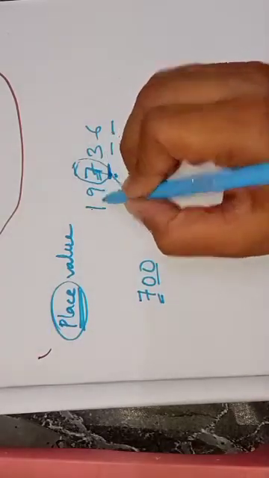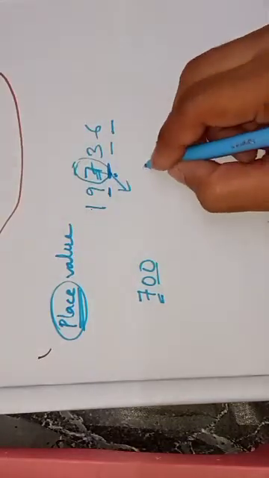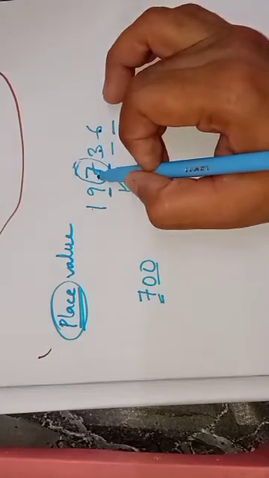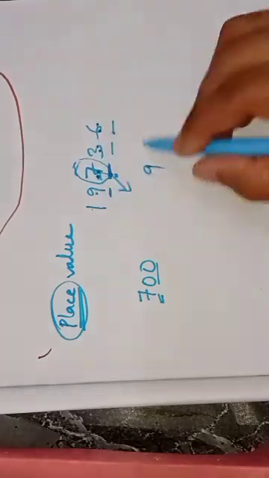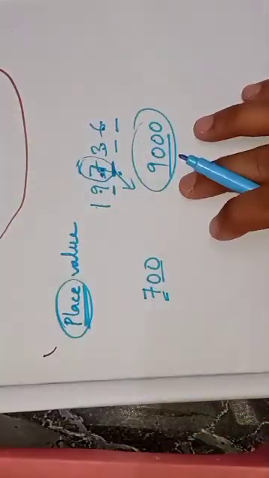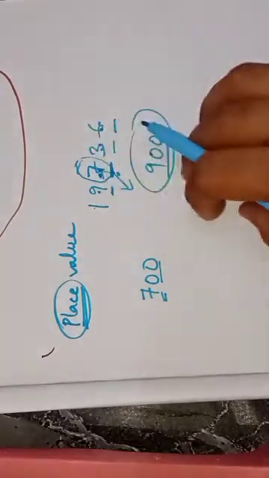Similarly, if I ask you what is the place value of 9, then you will write 9 the digit, and the place value of 9 is ones, tens, hundreds, thousands. So 9000 is the place value of this digit. I hope it is clear to all of you what place value exactly means. Place value means the position of a digit in the number.